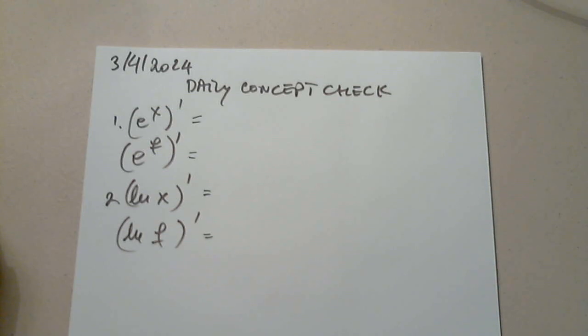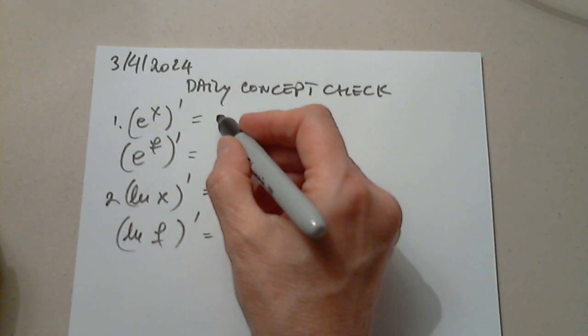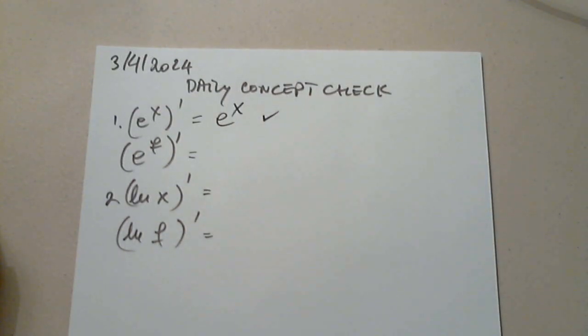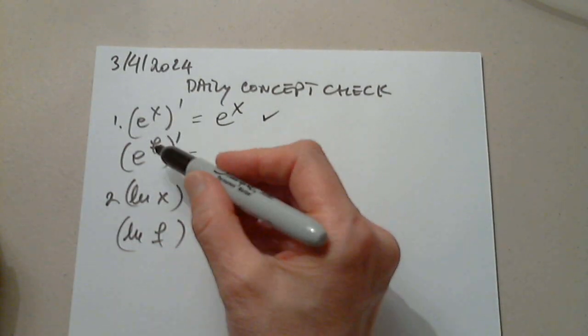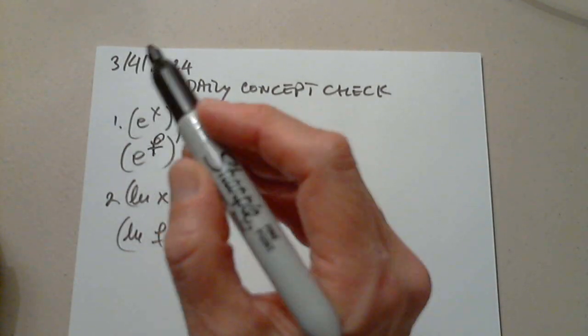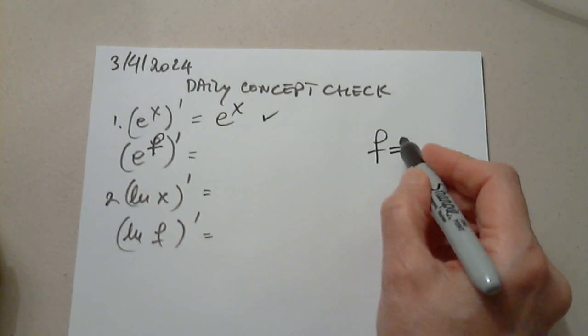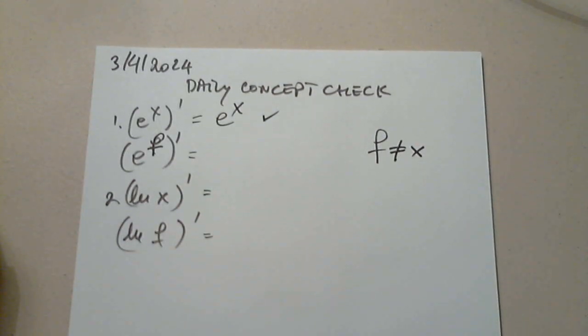Yes, I'm ready. E to the power of x prime is e to the power of x. That's it. That's the easiest possible function to work with. There is nothing easier than that. Yes. Then e to a function. This is f, not x. F does not equal x. It's a more complicated situation.